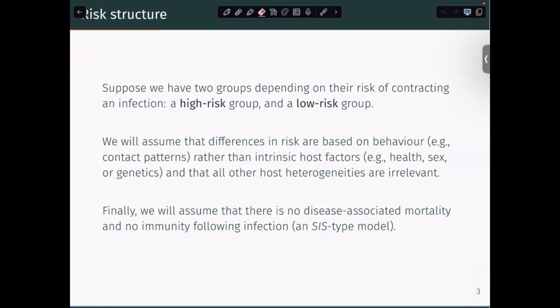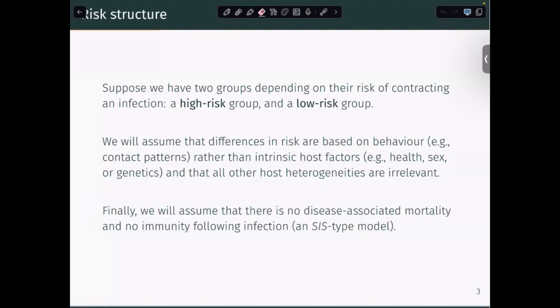So in the context of, say, an STI, you might think of this as people who have a high sexual contact rate and people who have a relatively low sexual contact rate, or people who have multiple partners and people who have one or very few partners. This doesn't have to be limited to STIs, though. Like I said, it could be something like people who work in, say, hospitality or in hospitals, who maybe have contact with lots and lots of people, and people who work from home most of the time, who might be in the low risk group.